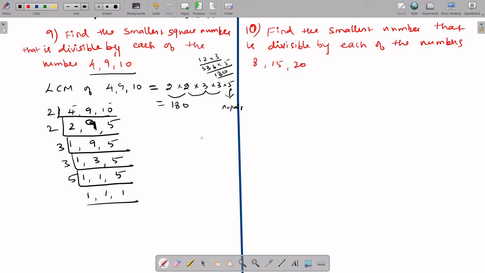Okay, so here we had to find out the smallest square number. 5 has no pair. So we had to find out the smallest square number that is divisible by 4, 9 and 10. So when you multiply this by 5, you get a number that is divisible by 4, 9 and 10. Okay.